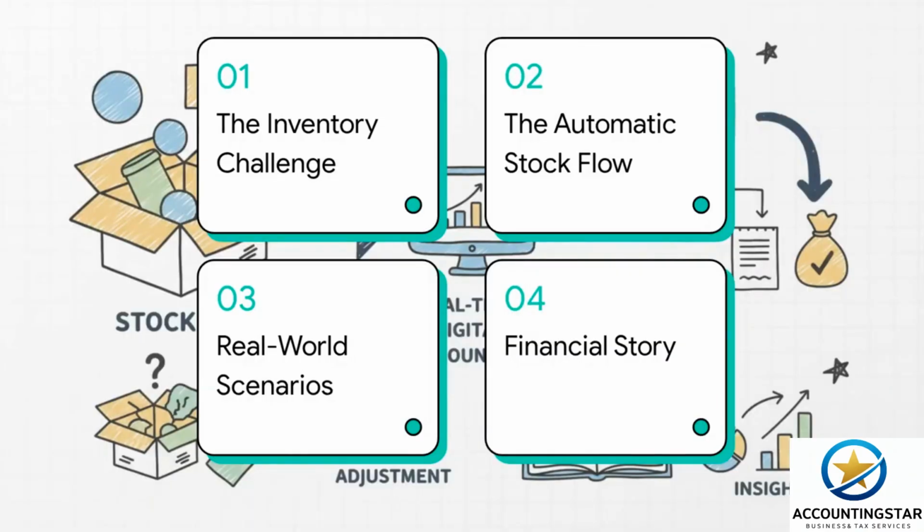All right, we've got this broken down into 4 key parts. First, we're going to talk about the big challenge of managing inventory in the first place. Then, we'll look at the beautiful automatic flow QuickBooks creates for your stock. After that, we'll get into the nitty-gritty of real-world stuff like partial orders and adjustments. And to wrap it all up, we'll see how all this data tells the financial story of your business.